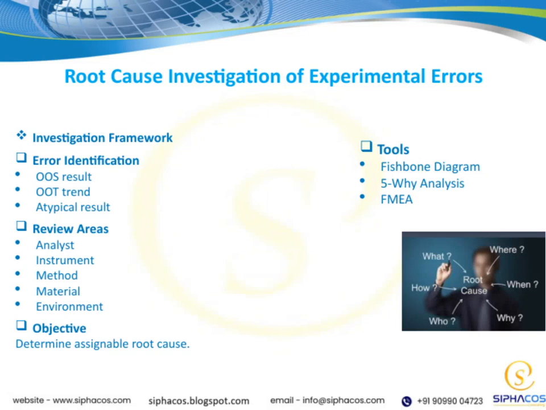Let's look at the tools we use to get to the bottom of problems. We have the fishbone diagram, 5Y analysis, and FMEA, all designed to dig deep. When we spot an error, like an out-of-spec result, an out-of-trend pattern, or something unusual, we review key areas. That means the analyst, the instrument, the method, the material, and the environment. Our objective is clear: to determine the assignable root cause. That's how we turn errors into learning.